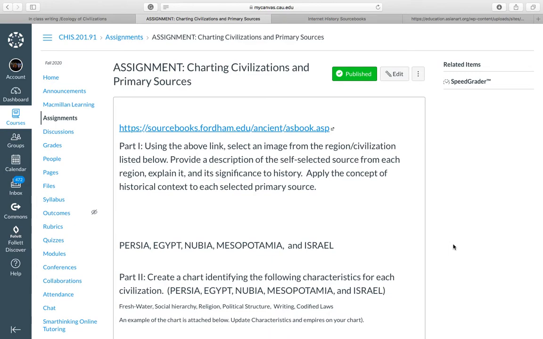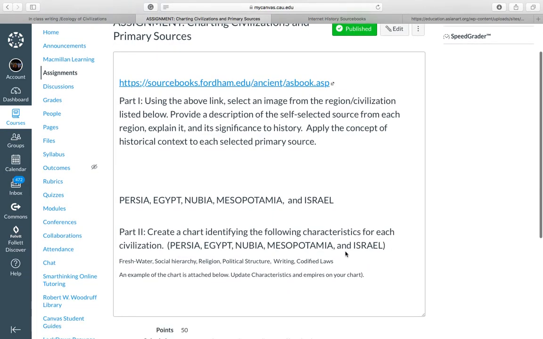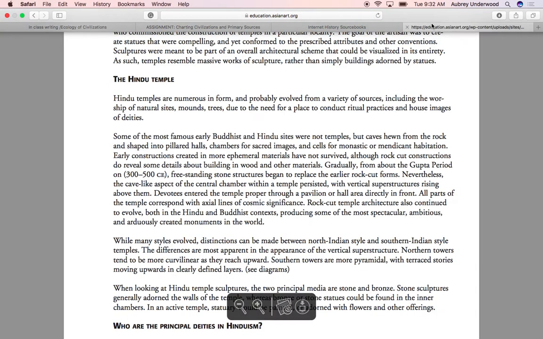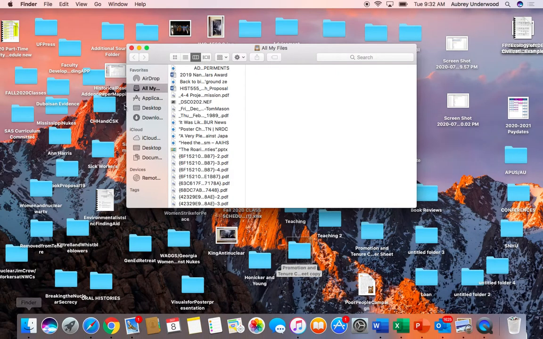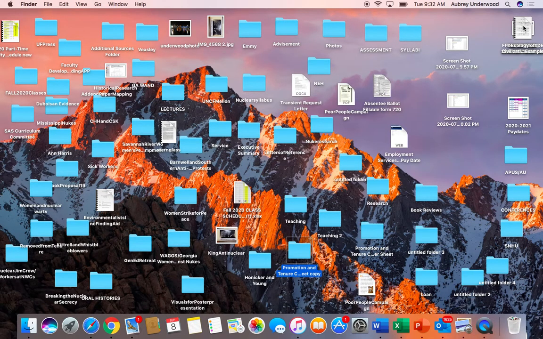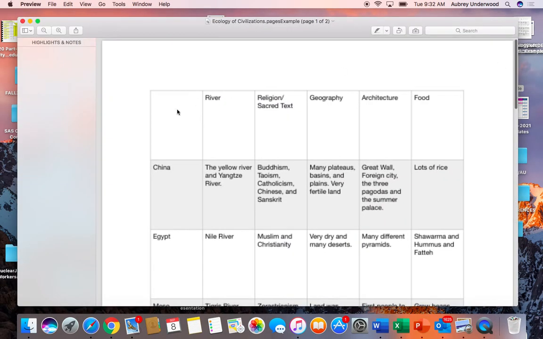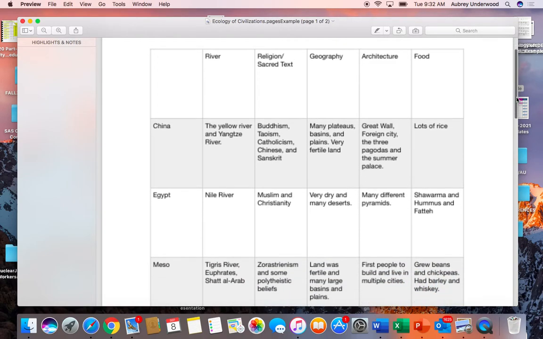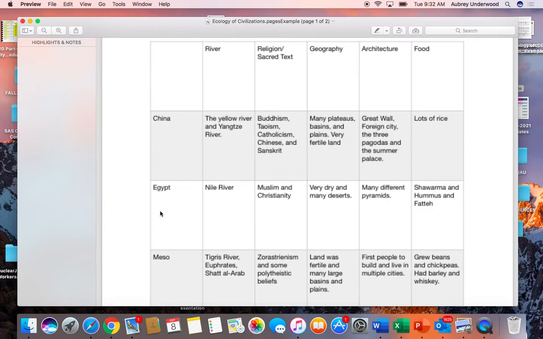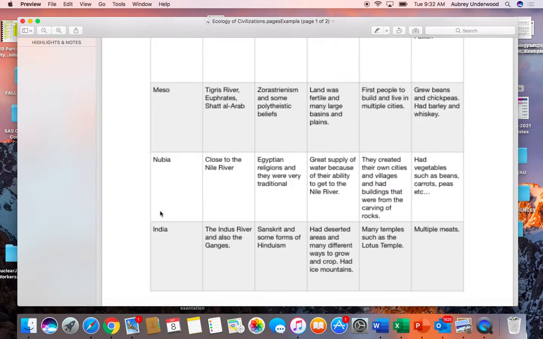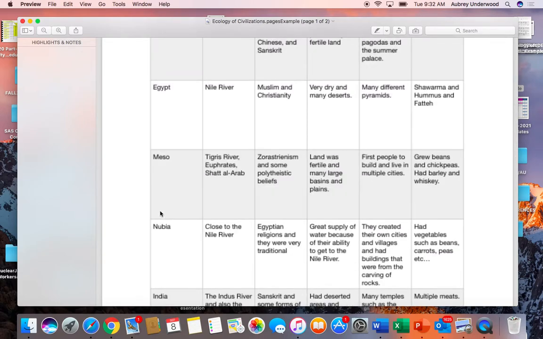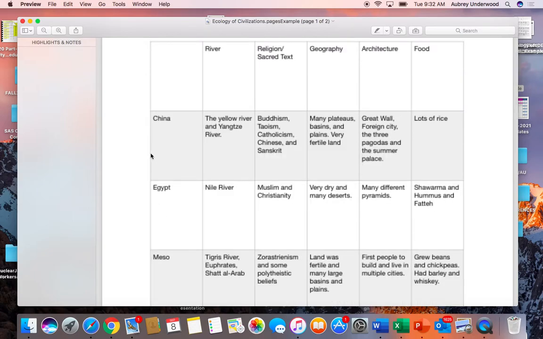And then you are going to create a chart using those same regions with these categories or characteristics involved. This is what your chart will look like. And I attached an example of this in the module, but you want to create something like this, right? Where you have on one side the regions, Egypt, Mesopotamia, Nubia, Israel. Again, this is a little bit different, so don't use this exact chart, but you want to use the layout of the chart. So you want to put your empires on the left side and then your categories up here.